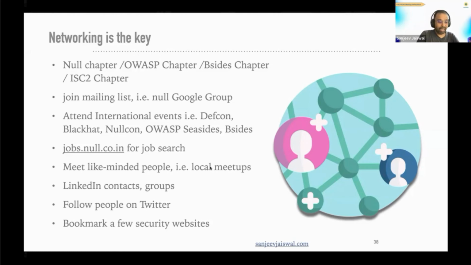DEF CON, Black Hat, and in India, NullCon is also an international event that's happening in February 2025 in Goa. OWASP chapter events are free. BSides Bangalore happened, I think, 2 months back, and BSides Ahmedabad happened in October, a few weeks back. If you're looking for different kinds of job skill sets, jobs.null.co.in can also help you there. Go and try to meet people, and it's not just for making connections and getting help. Sometimes you should also try to be in a position where you can help, and bookmark some of the security websites.